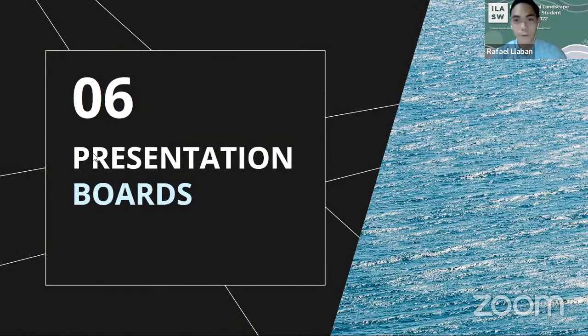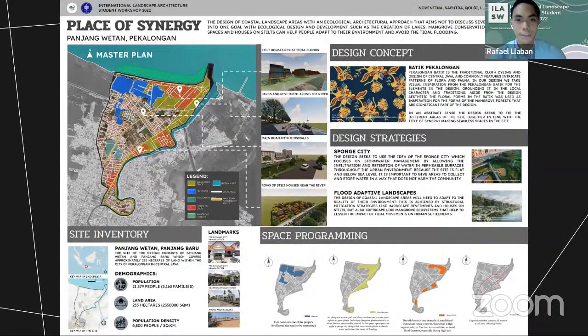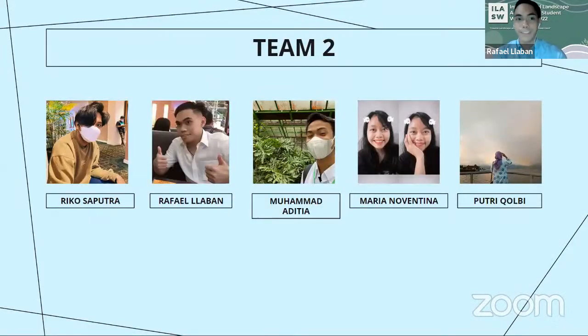Lastly, here are our boards. We have two. Here's the first one, the second, and finally, I'd like to shout out my group mates. So here is my team 2. It includes Rico, Saputra, me, Mohammed, Aditya, Maria Noventina, and Putri Wolby. I apologize for the pictures. This is just our profiles on WhatsApp where we communicate during this workshop.